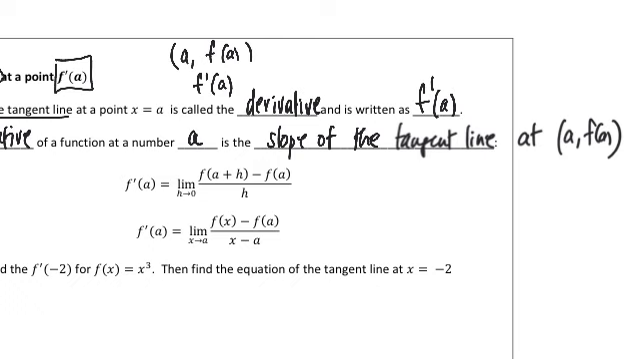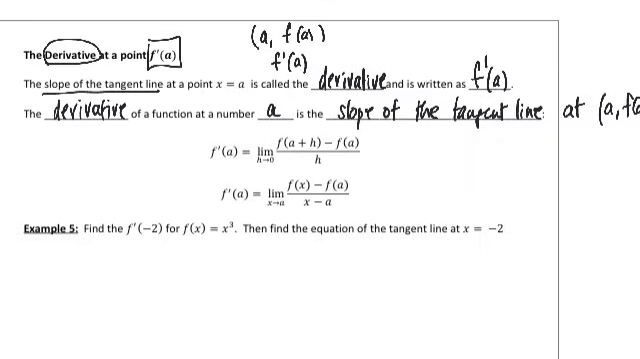Okay, so I'm just repeating myself, but here now we have our two equations for f prime of a. You'll notice these are the exact same equations that we had on the other page for the slope of the tangent line. However, we're going to start calling this thing f prime of a instead of saying m tan.